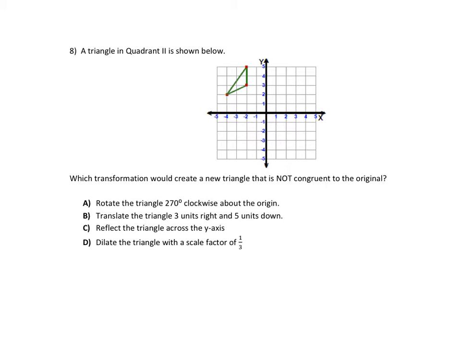Okay, number 8, a triangle in quadrant 2 is shown below. Which transformation would create a new triangle that is not congruent to the original triangle? Not congruent means it's not going to be a rotation, because rotation maintains congruency. If you translate it, it maintains congruency. If you reflect it, it maintains congruency. So D is the only option for what's going to change.